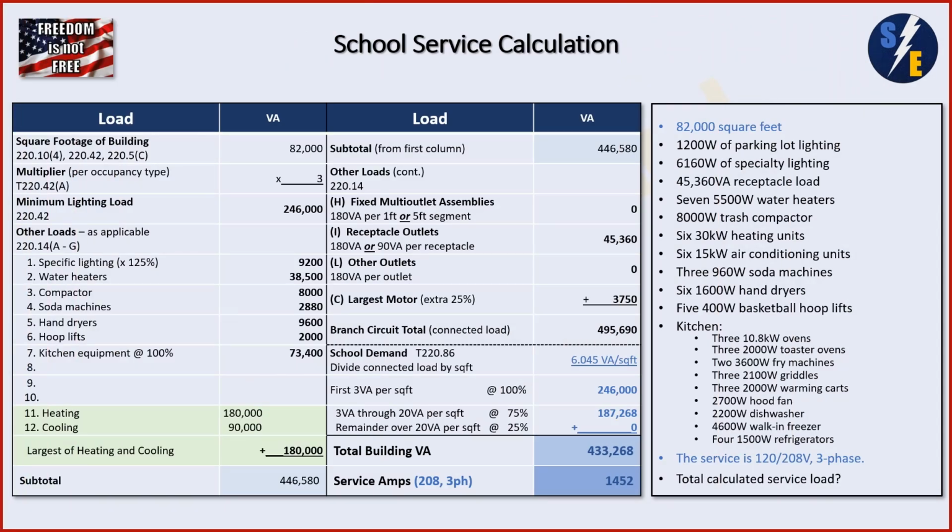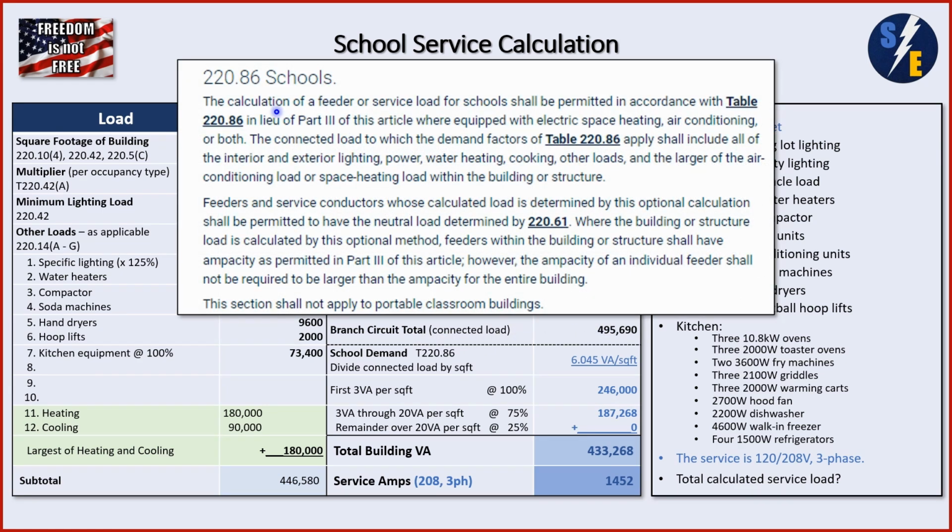Okay, so now that we have our connected load, if you remember, back here at 220.86, it told us that the calculation of the feeder or service load for school shall be permitted in accordance with table 220.86 in lieu of part 3 of this article. So since we have electric space heating and air conditioning, actually we have both of them, we can apply table 220.86 and use the optional method. So that's what we're going to do now. And it is the connected load to which the demand factors of table 220.86 are applied.